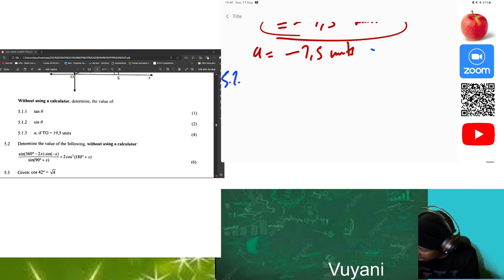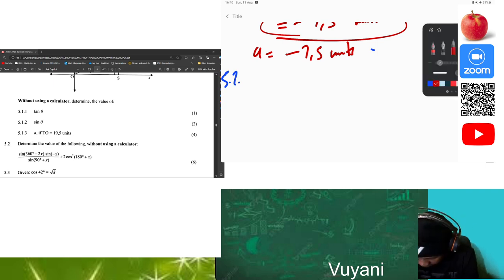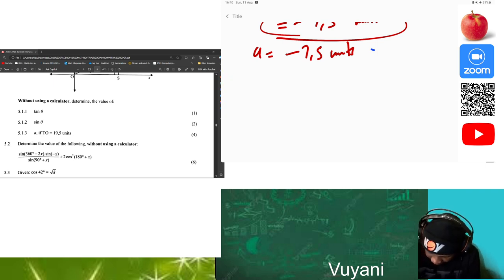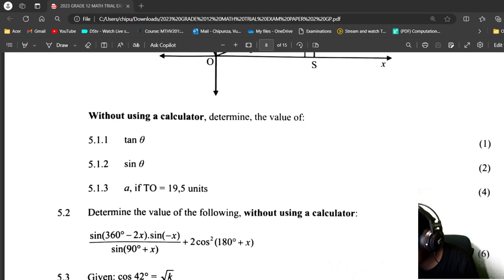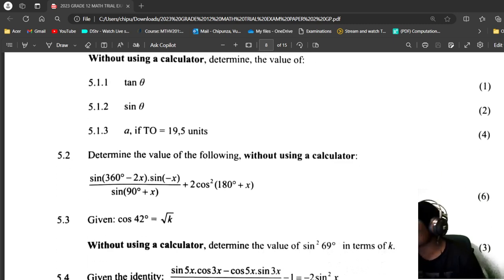5.2, back to red. I love red, I hate blue. Now let's go back to red. 5.2. So now on 5.2 we are sold. Okay, let's enlarge our screen so that everyone can see what's happening now. So on 5.2, determine the value of the following without using a calculator again. So please don't use your calculator to solve problems.